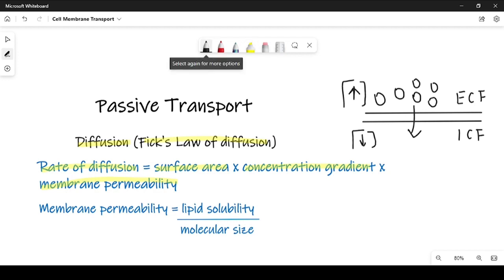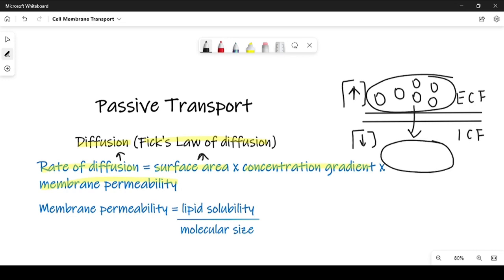So what it means is that if the surface area of our cell membrane is larger, the rate of diffusion will increase. If the concentration gradient across the membrane is greater, then our diffusion is going to be faster. And if a molecule is more permeable to the membrane, then the rate of diffusion will increase.